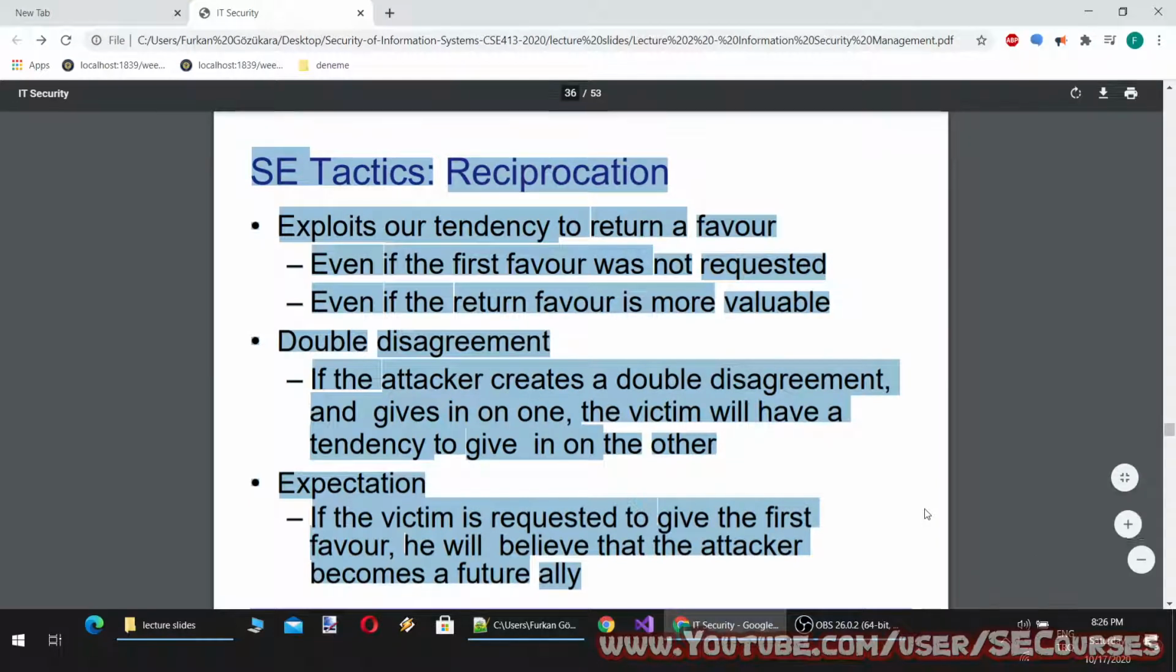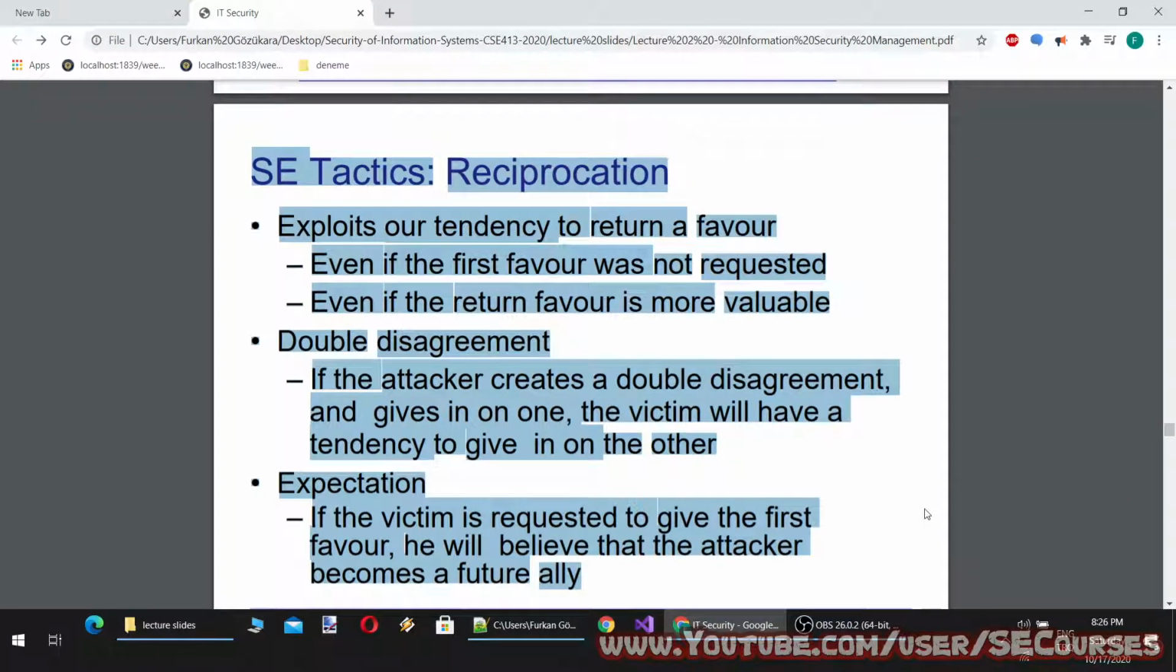SE tactics. Reciprocation exploits our tendency to return a favor, even if the first favor was not requested, even if the return favor is more valuable. Double disagreement: if the attacker creates a double disagreement and gives in on one, the victim will have a tendency to give in on the other. Expectation: if the victim is requested to give the first favor, he will believe that the attacker becomes a future ally.